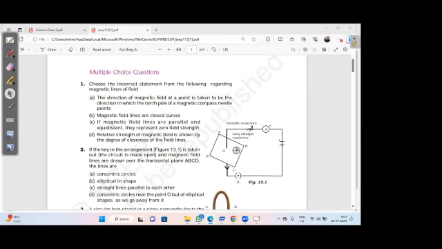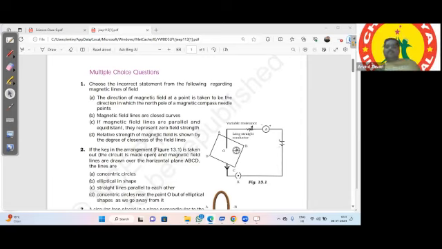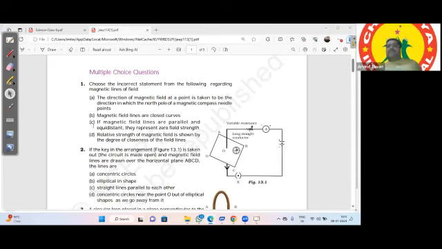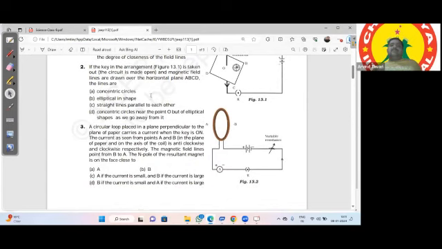Option C. Why? Sir, because they represent uniform field strength, not zero field strength. Okay. So this one, it does not represent a zero field strength. It represents a uniform field strength. Therefore, this C statement is incorrect. Okay. Now see the second one. These questions were answered by Srilasya, and Mehak also answered it correctly.